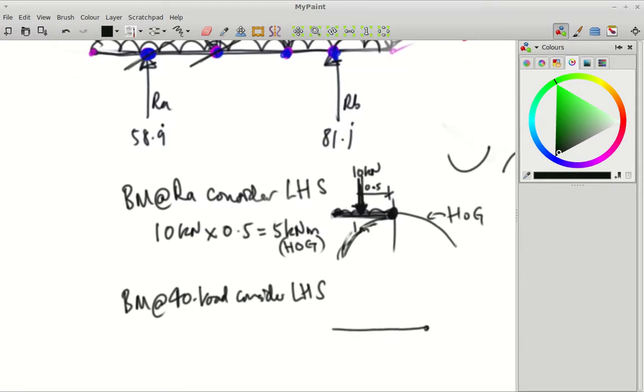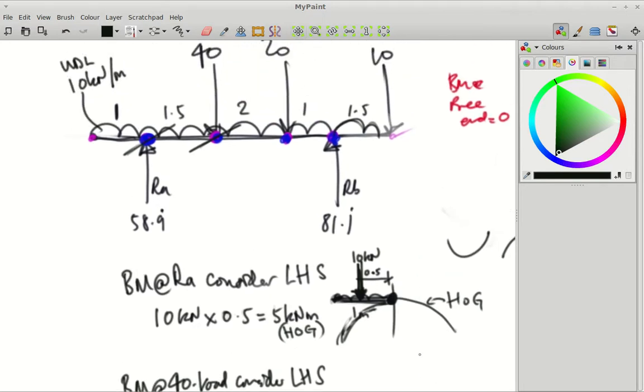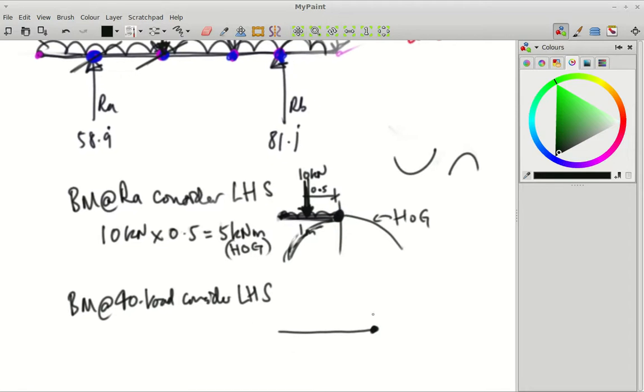So this time that's the 40 kilonewton point load. This doesn't have any influence on it in terms of bending moment because it's pushing directly on the pivot point, so it's like you were on a seesaw and stood bang on the middle. Your force would be going down.